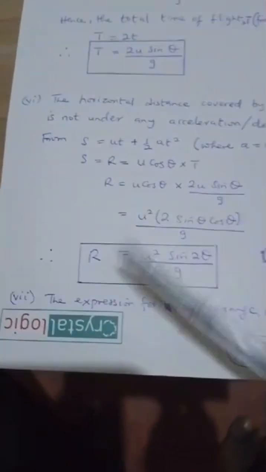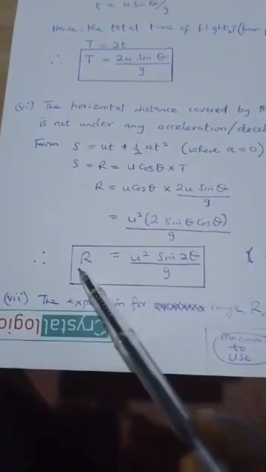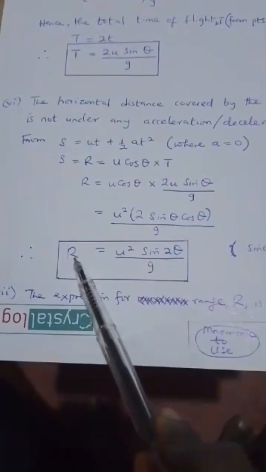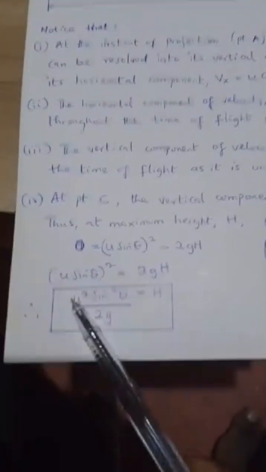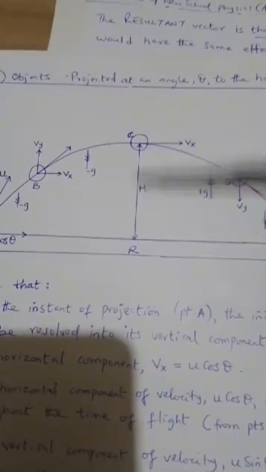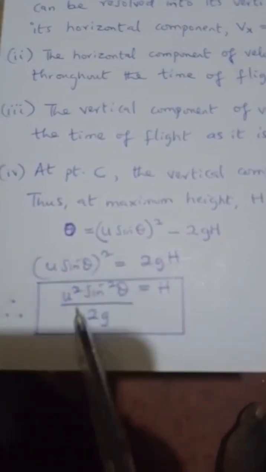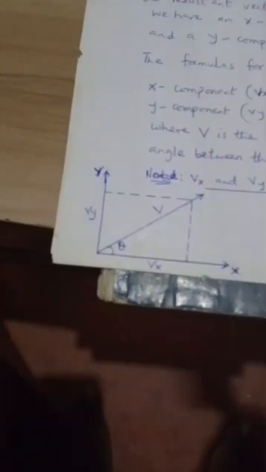So R stands for range. So we've got an expression for the maximum height H, the total time of flight T, and the maximum horizontal distance, range. Okay, let's take a look at that. That was the first one we did. Maximum height H. Okay, got an expression for height, got an expression for range, and the total time of flight. So we need to take note of these expressions, memorize them.